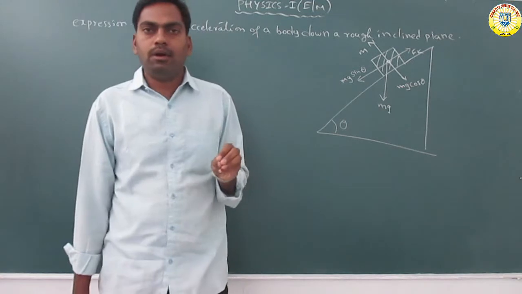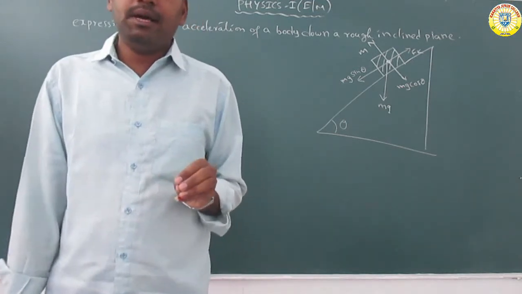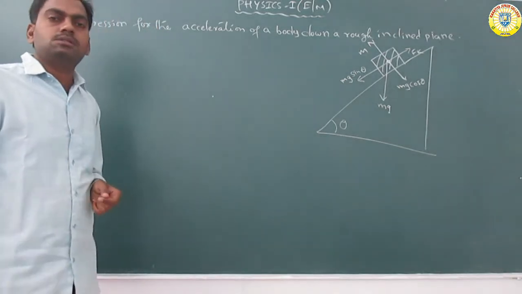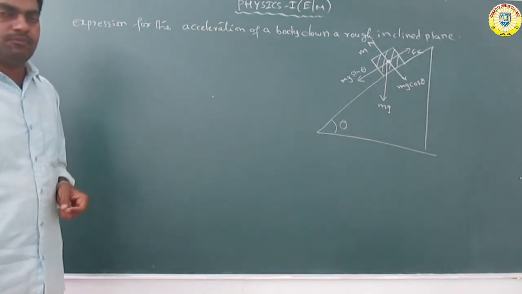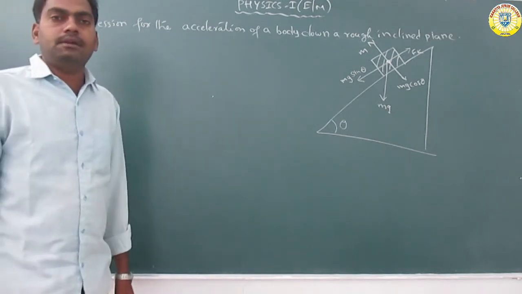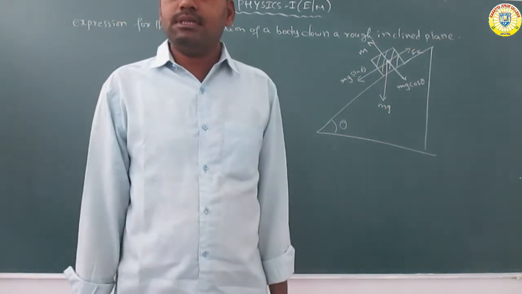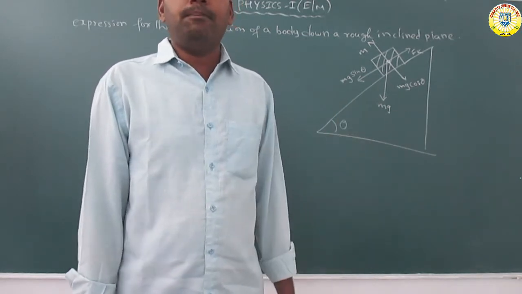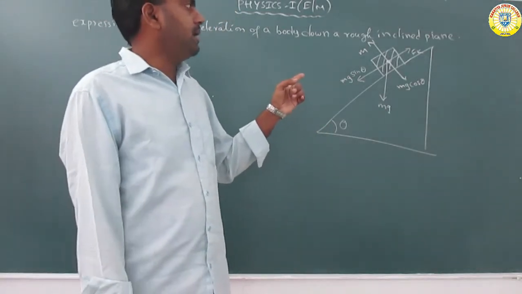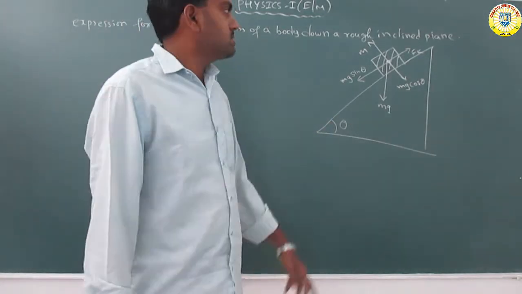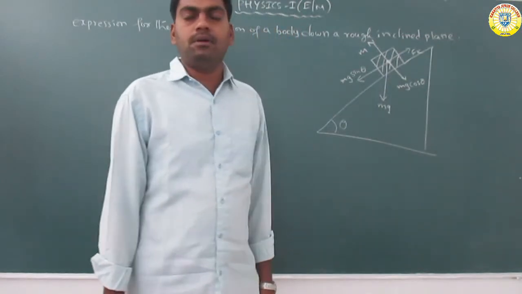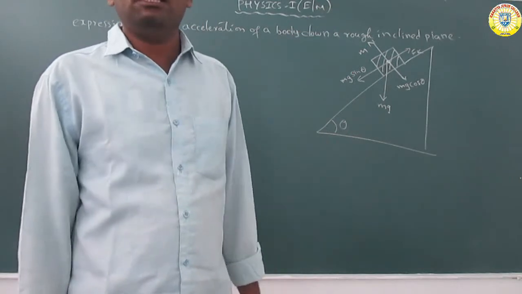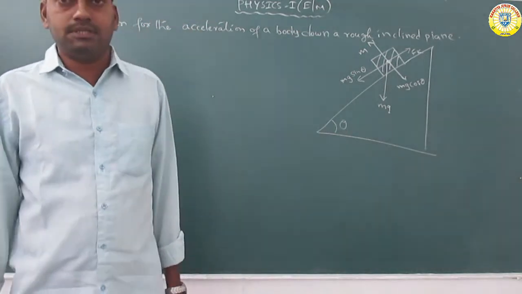The weight of the body can be divided into rectangular components: mg cos theta, and another, mg sin theta. F is called the kinetic friction, or dynamic friction. It acts up the plane, in the upward direction along the plane. That is called Fk, kinetic friction.